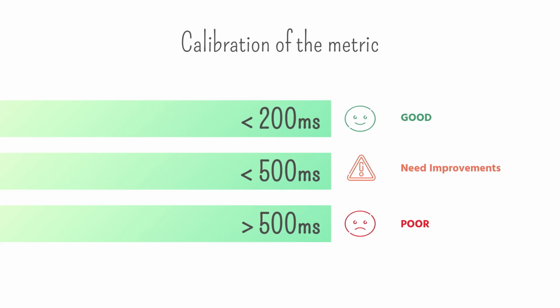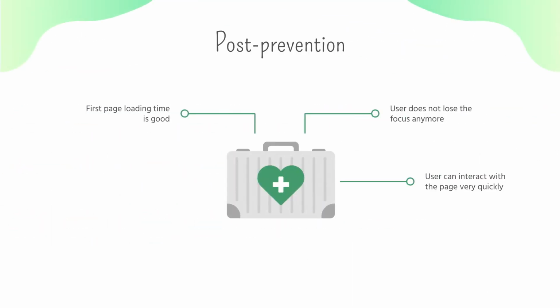And guess what? The problem is in your JavaScript code. It's possible sometimes. So if you respect all the Core Web Vitals metrics, first page loading time now is good. The user does not lose focus anymore, and the user can interact with the page very quickly. So now your user is not frustrated anymore, and he doesn't want to go to the competitor. He prefers to use your beautiful application.